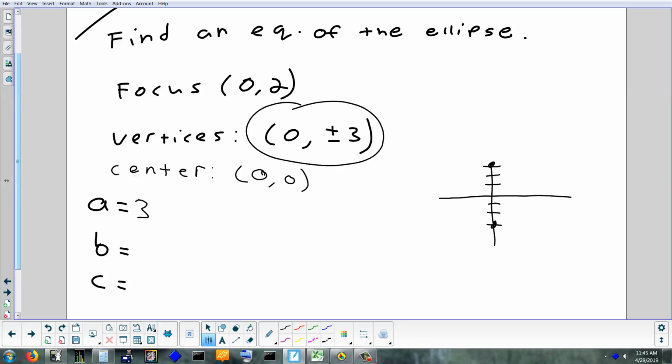What's the distance from the center to the focus? 2. Now we can find B. C squared equals A squared minus B squared. So B is going to end up being the square root of 5. Which isn't really that important unless you wanted to sketch it. What you really need to know is that B squared is 5.